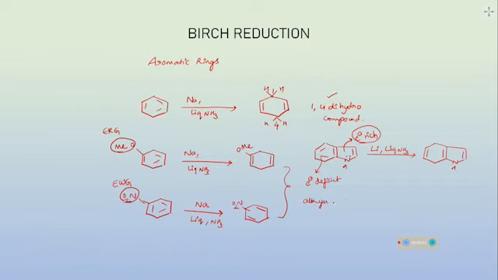Let's see the reactivity with alkyne. Alkyne on reaction with sodium in the presence of liquid ammonia always produces trans alkene. This is a very important application of Birch reduction.